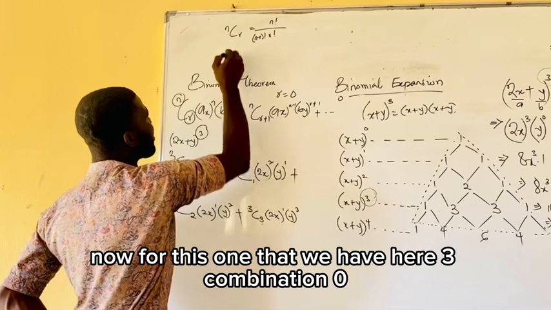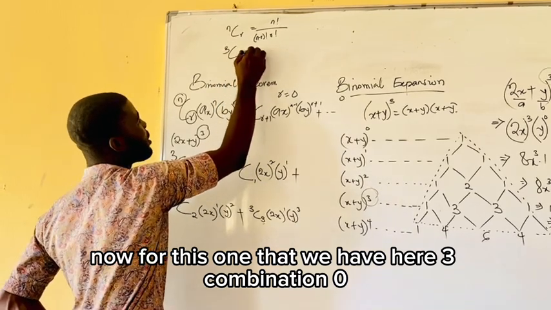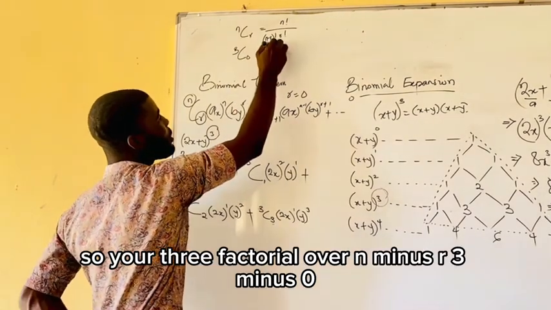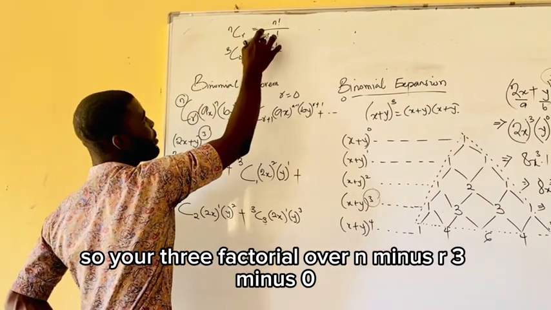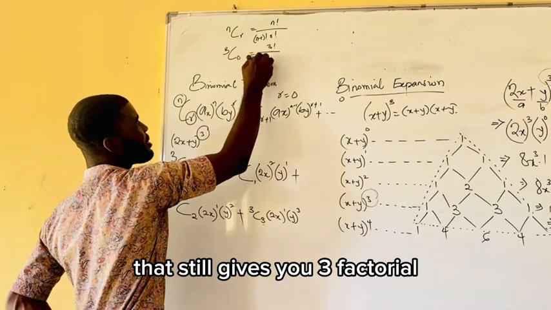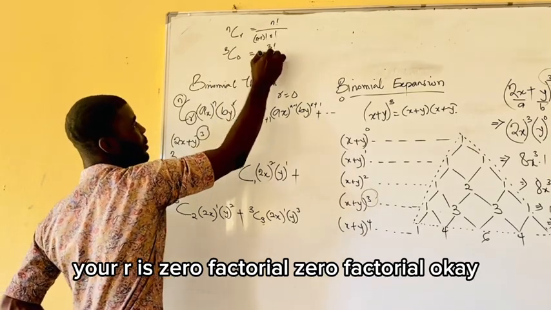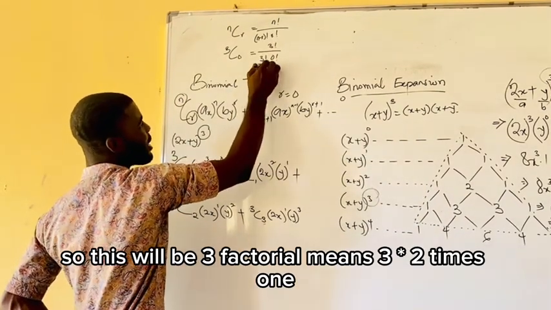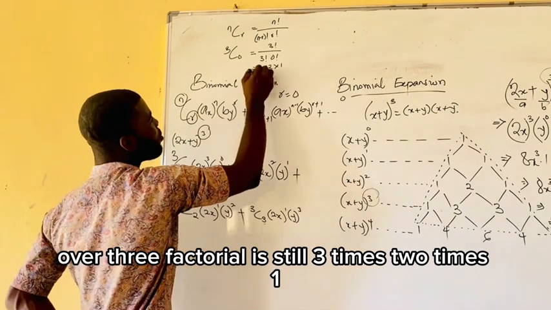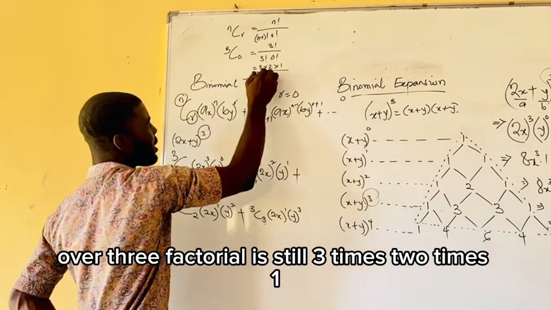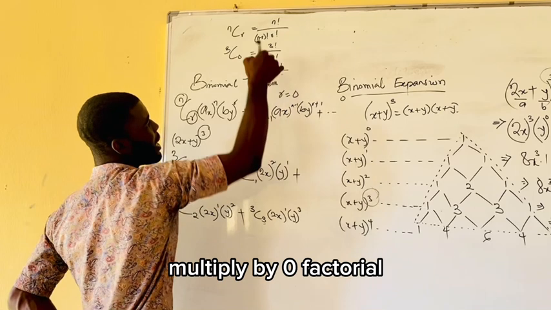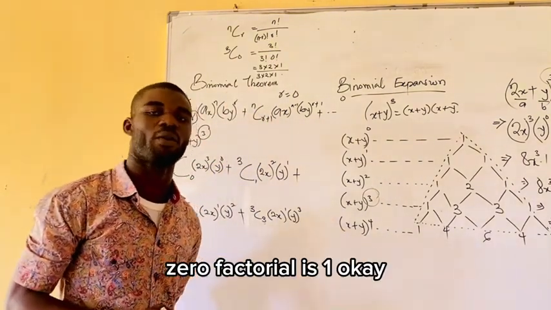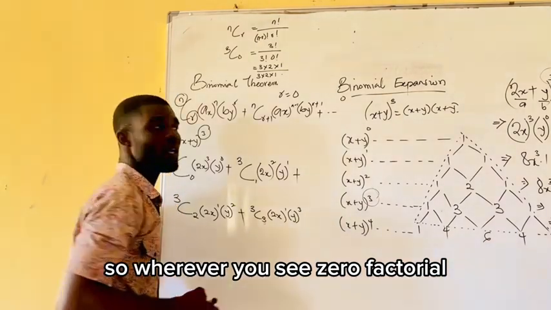Okay. Now, for this one that we have here, 3 combination 0. Your n is 3, your r is 0. So your 3 factorial over n minus r, 3 minus 0, that still gives you 3 factorial. Your r is 0 factorial. Okay? So this will be 3 factorial means 3 times 2 times 1 over 3 factorial is still 3 times 2 times 1, multiplied by 0 factorial. Now in mathematics, 0 factorial is not 0, 0 factorial is 1. Okay, so whenever you see 0 factorial, it is 1.